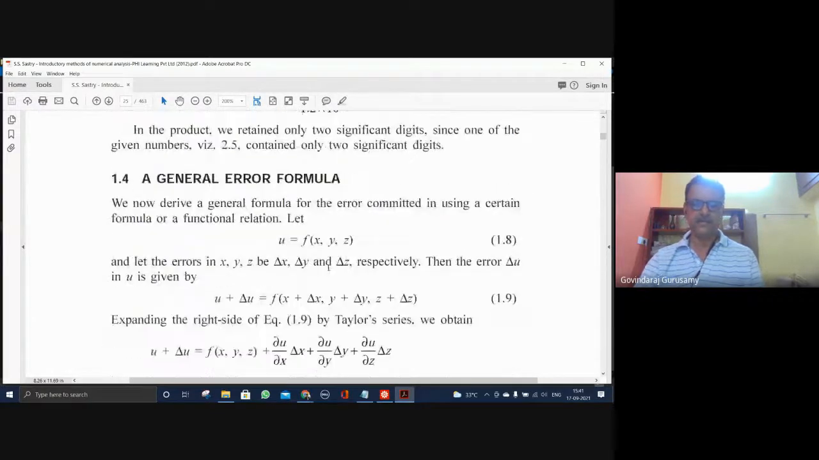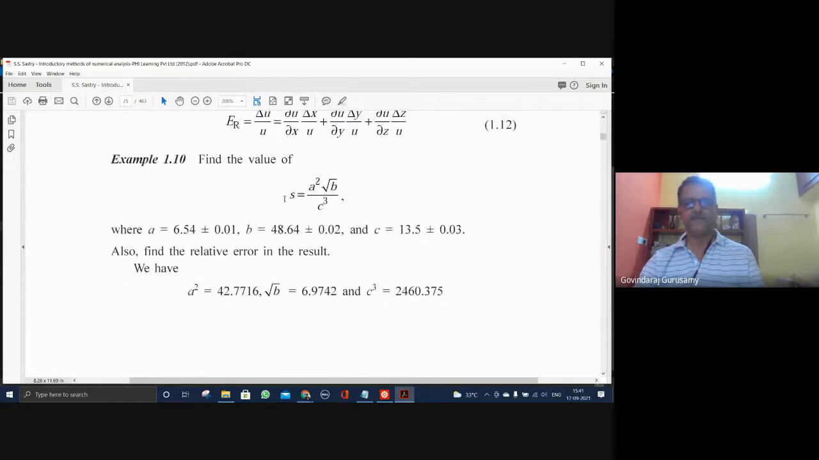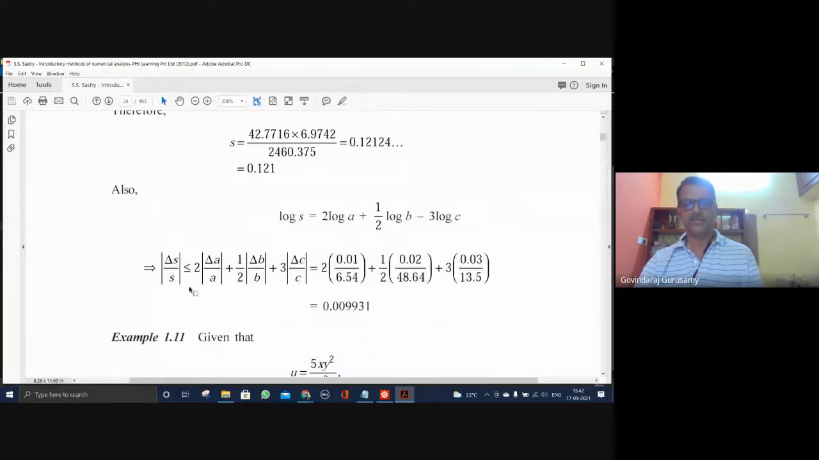And when we start using any of these studies, for example, if you have a type of this, how to find out the errors. Find the value of this, where you can see there are errors involved, and the relative error in these results. There should not be any difficulty in finding this out. It is easy to do.